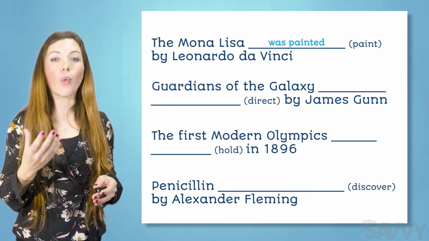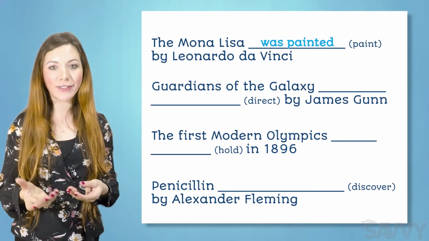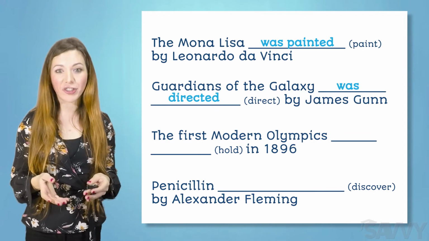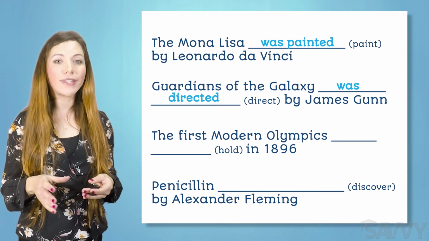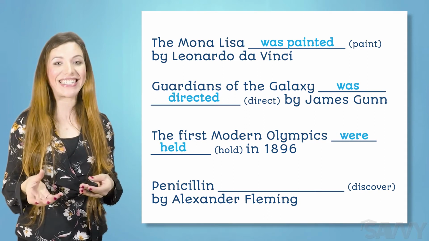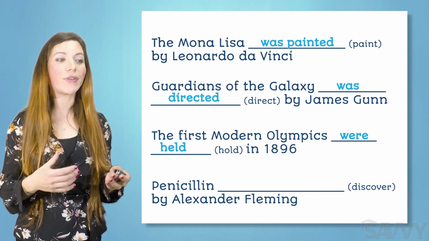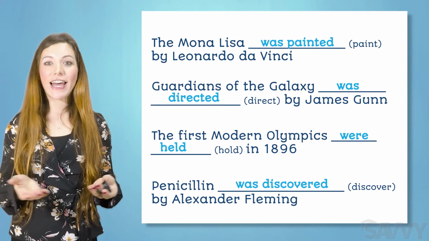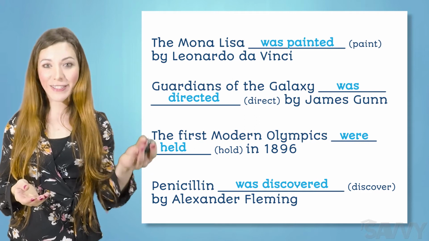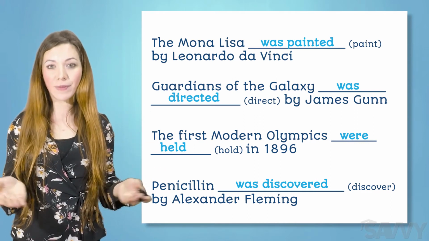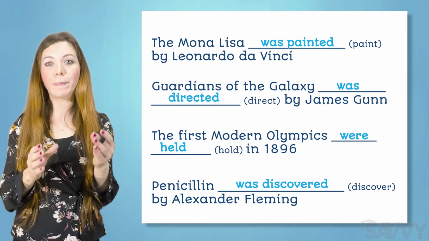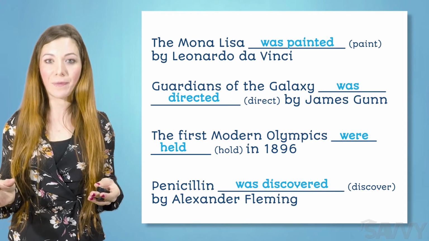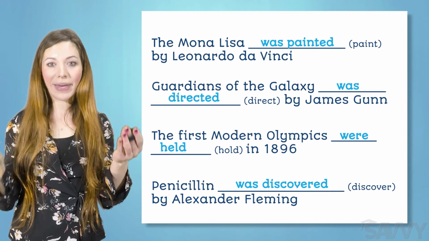The Mona Lisa was painted by Leonardo da Vinci. Guardians of the Galaxy was directed by James Gunn. The first modern Olympics were held in 1896. Penicillin was discovered by Alexander Fleming. So all of these sentences, as you might have noted, are in the passive form. And how is this formed? Basically, we need the auxiliary verb be, in this case they are all in the past tense, and the past participle. So the Mona Lisa was painted.